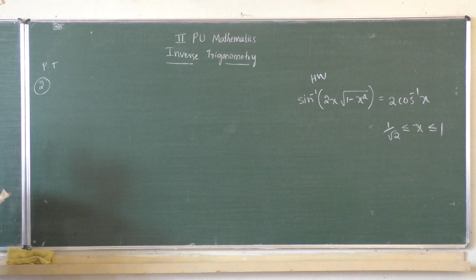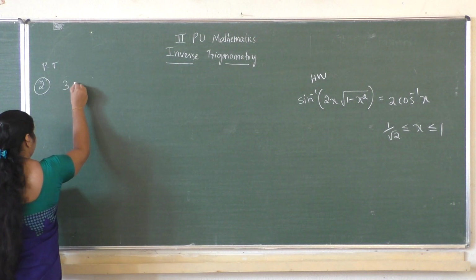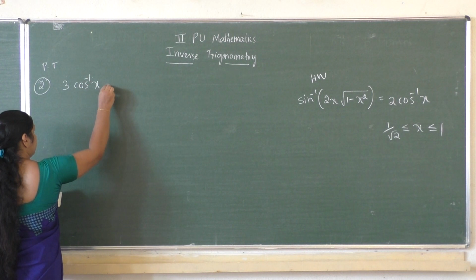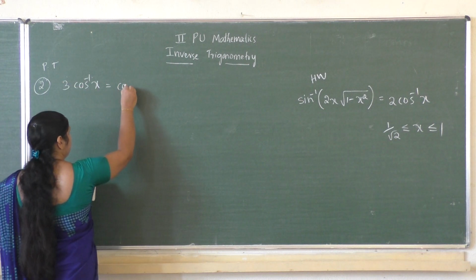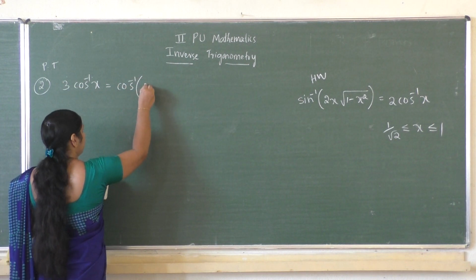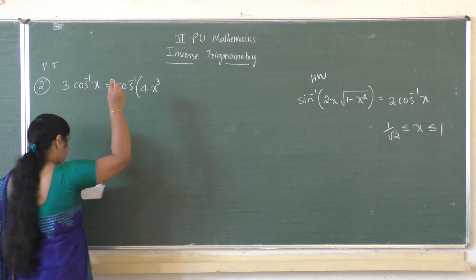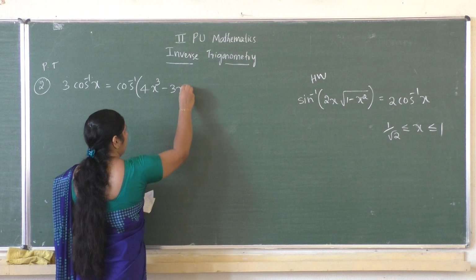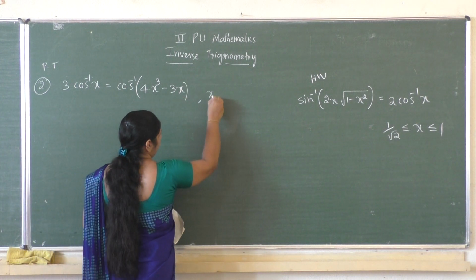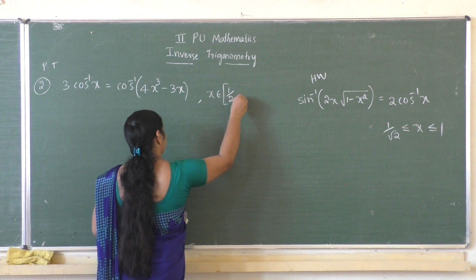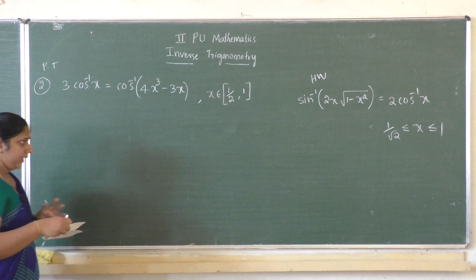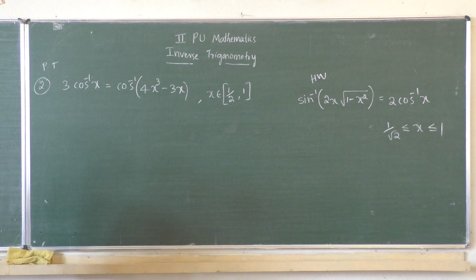Next one, 3 cos inverse x equal to cos inverse of 4x cube minus 3x, where x belongs to the closed interval 1 by 2 to 1. So here we have to prove 3 cos inverse x equal to cos inverse of 4x cube minus 3x.